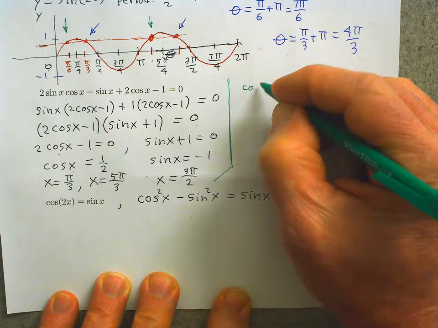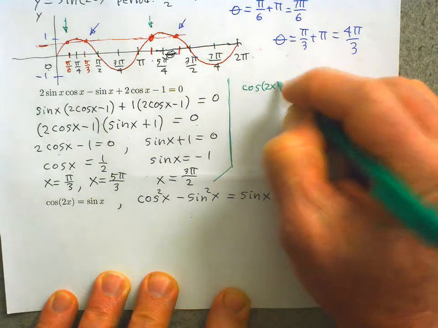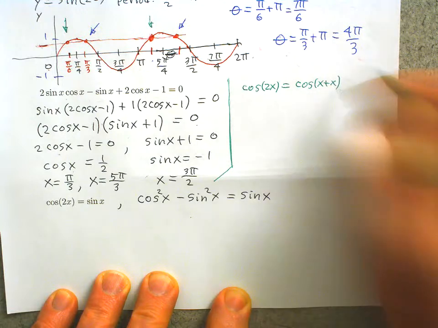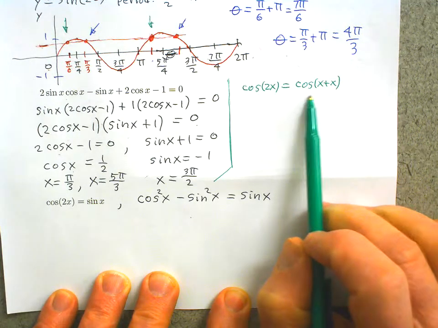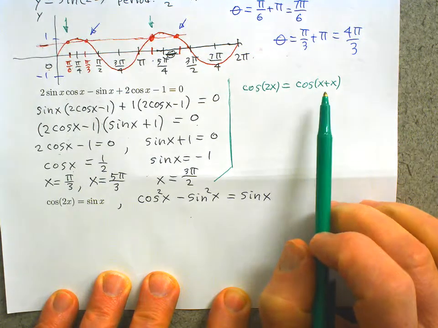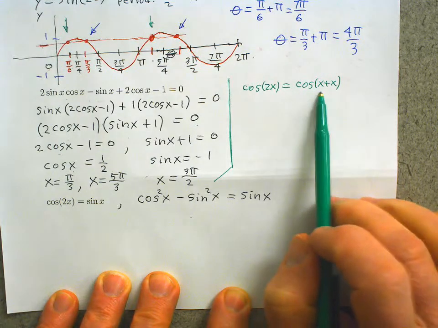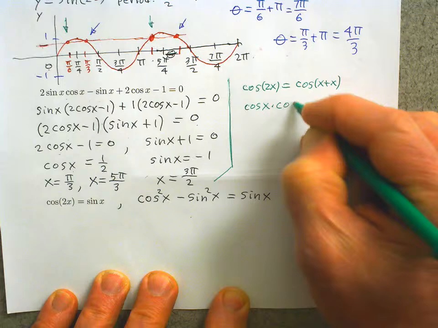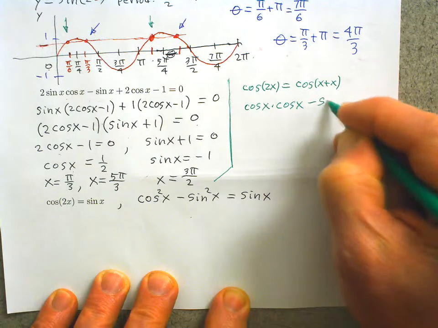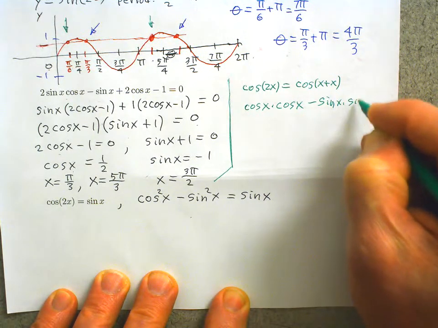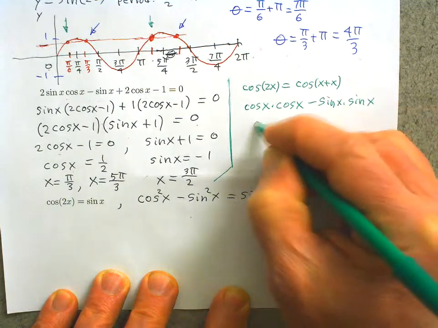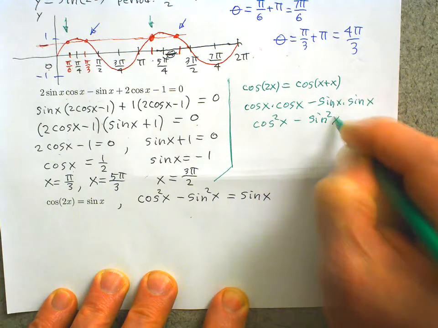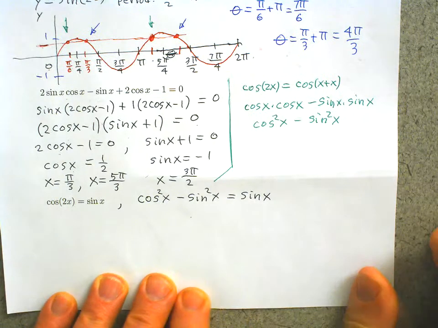Cosine of 2x is cosine of x plus x, and then apply the sum formula for cosine. Cosine of x plus x is cosine of x times cosine of x minus sine of x times sine of x, which is cosine squared x minus sine squared x. So that's where that came from.